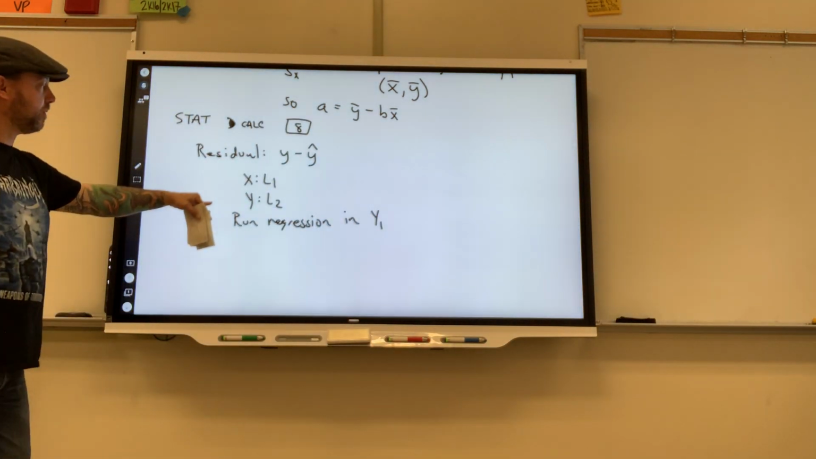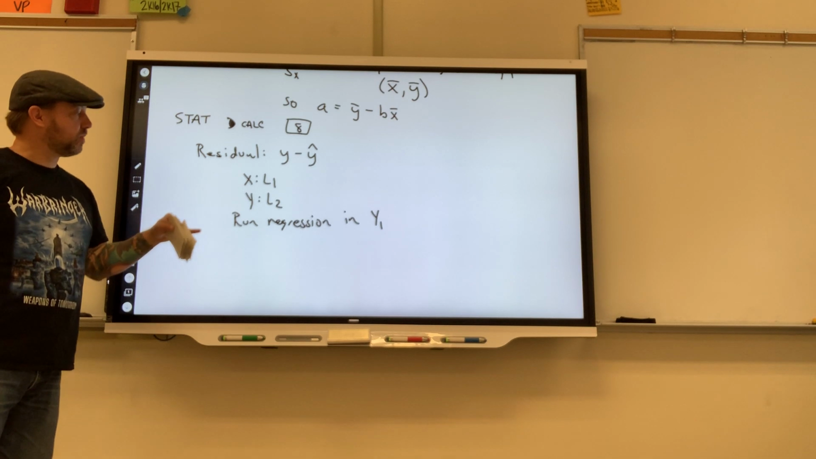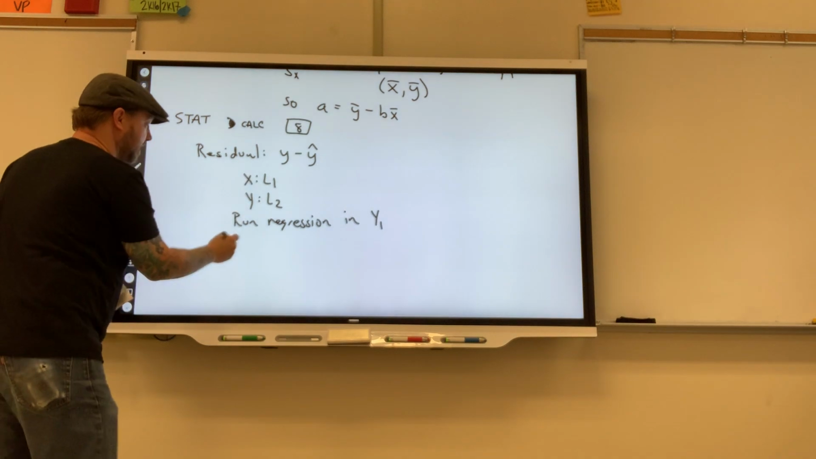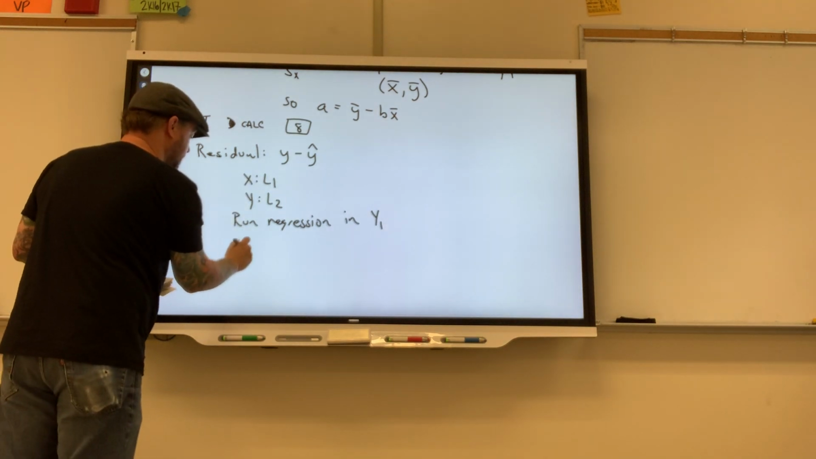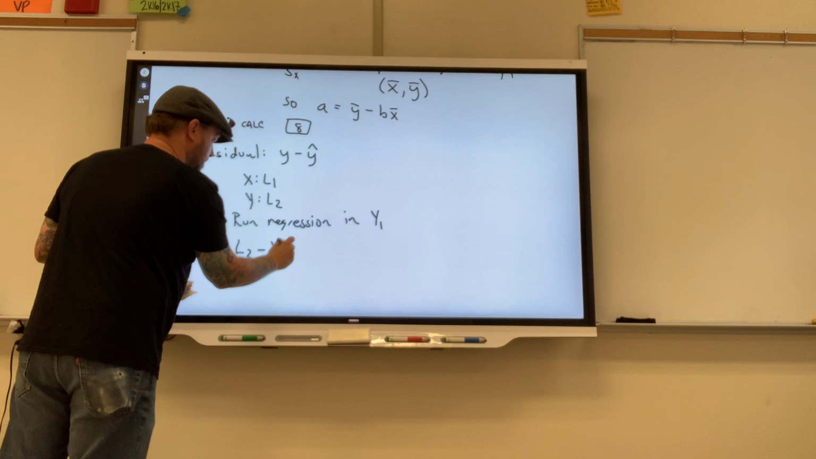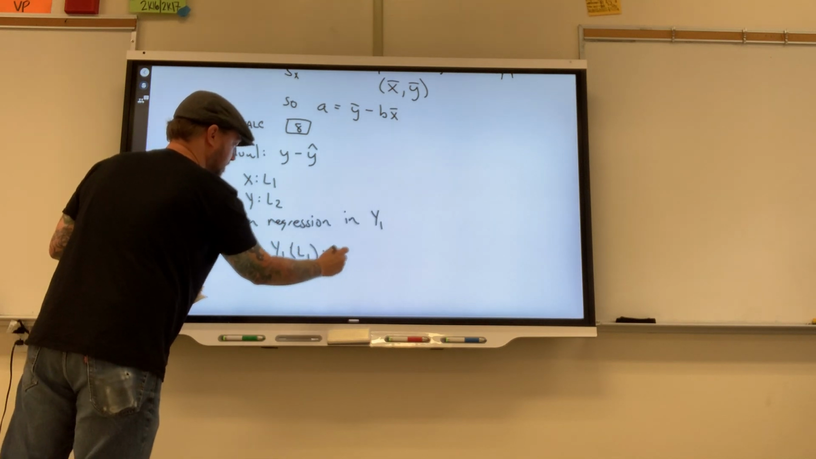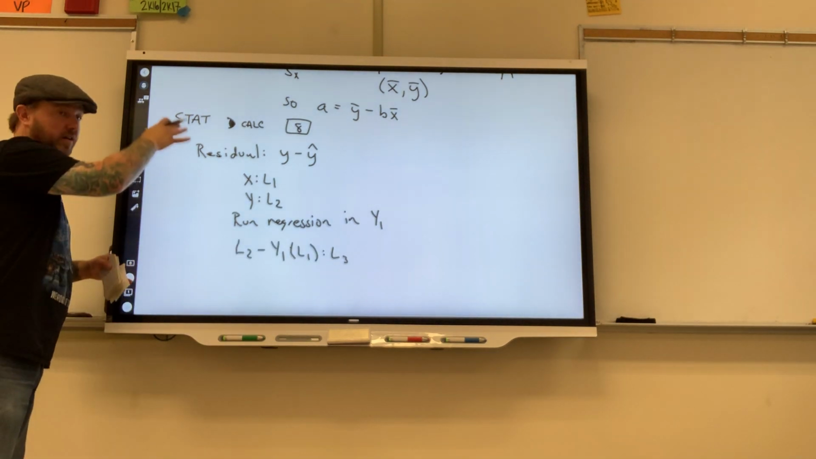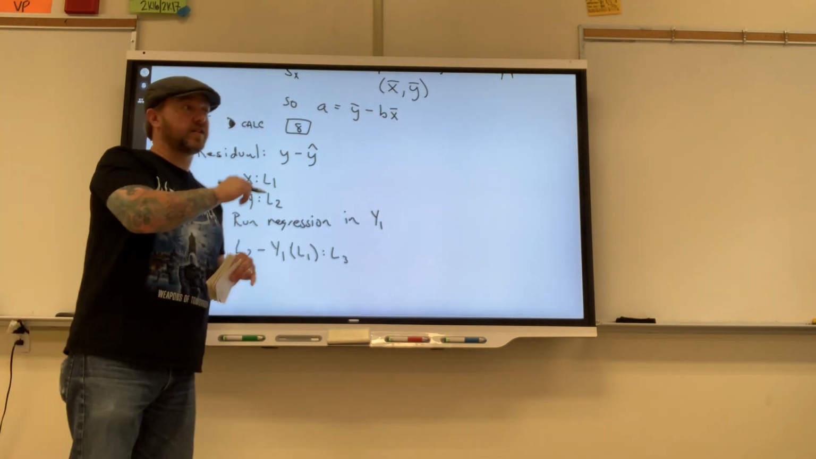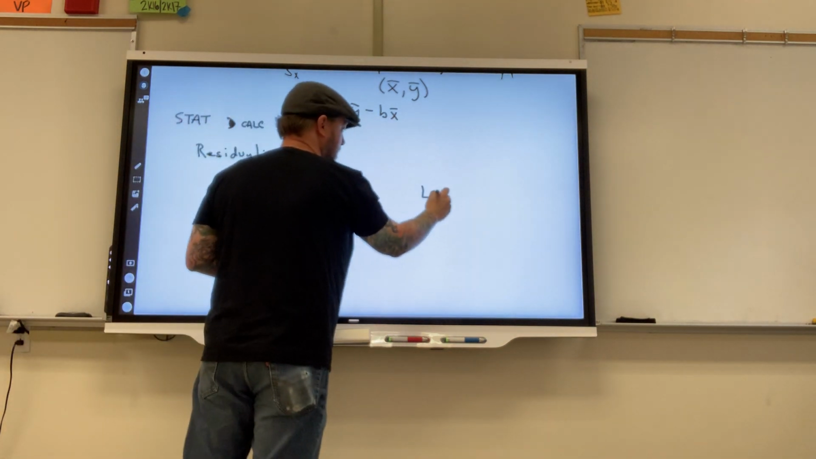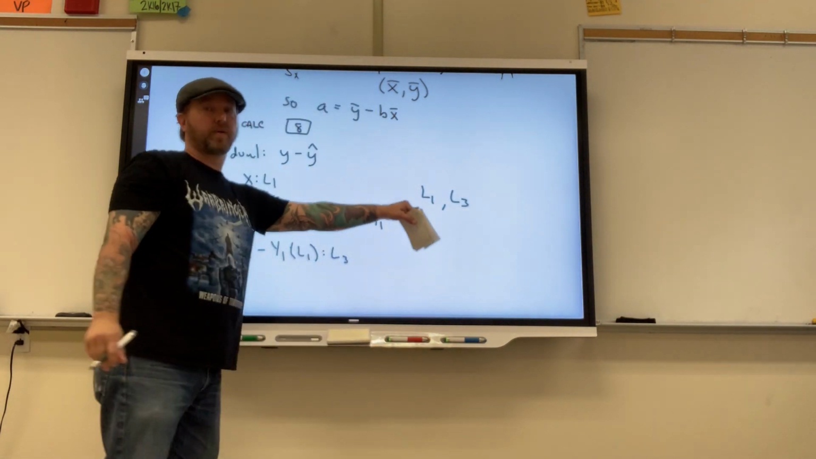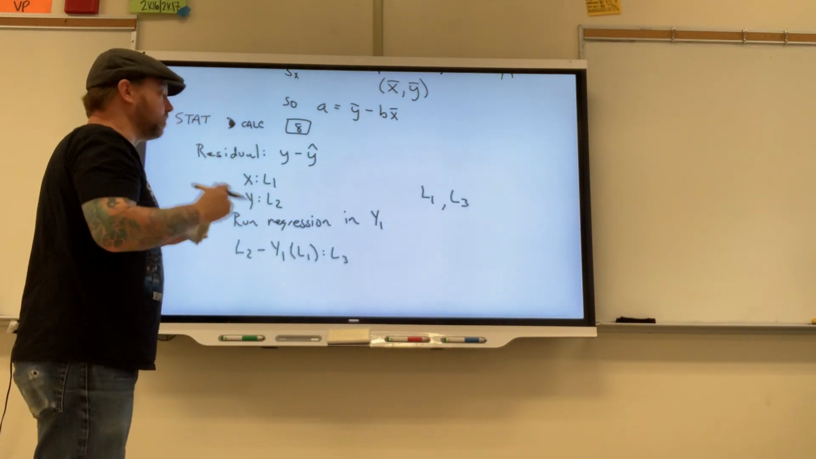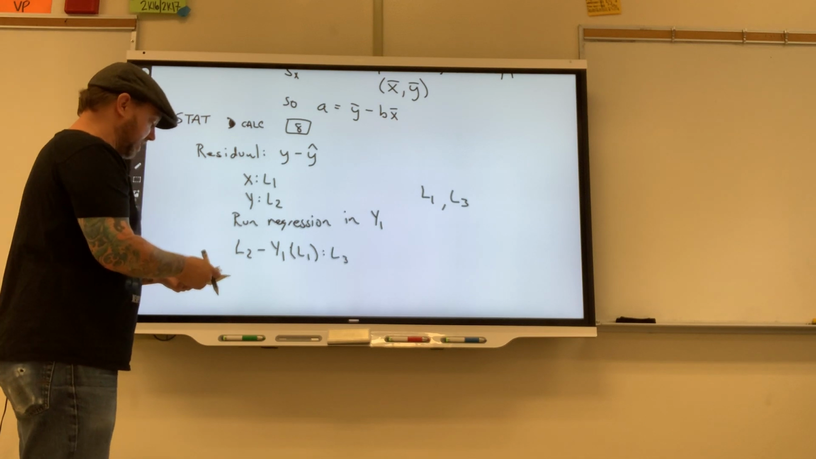All right, so we want to go x in L1, y in L2, run the regression, store our equation in y1, and then in L3 it will be L2 minus y1 of L1. That'll give us our residuals. The residual plot is L1, L3. If there's no pattern in the residual plot, then we know that the linear model is a good fit.